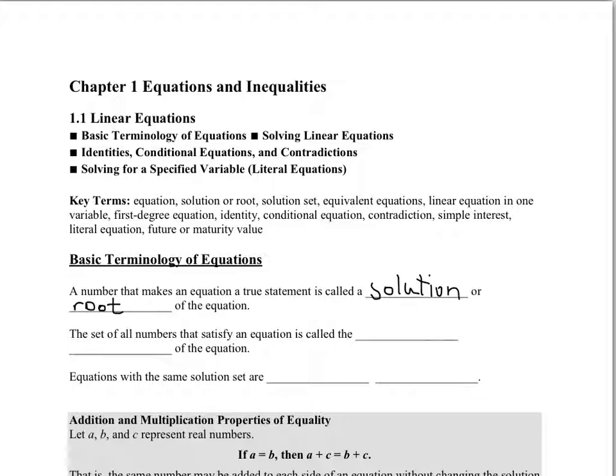Now, if we have more than one solution, we would have a set. And the set of all numbers that satisfy an equation is called the solution set of the equation. And we would use set notation to express that when there's more than one solution. And if we have two equations that have the same solution, but the equations are not necessarily identical, they would be called equivalent equations. And of course, equivalent is simply another word that is very similar to the word equal.